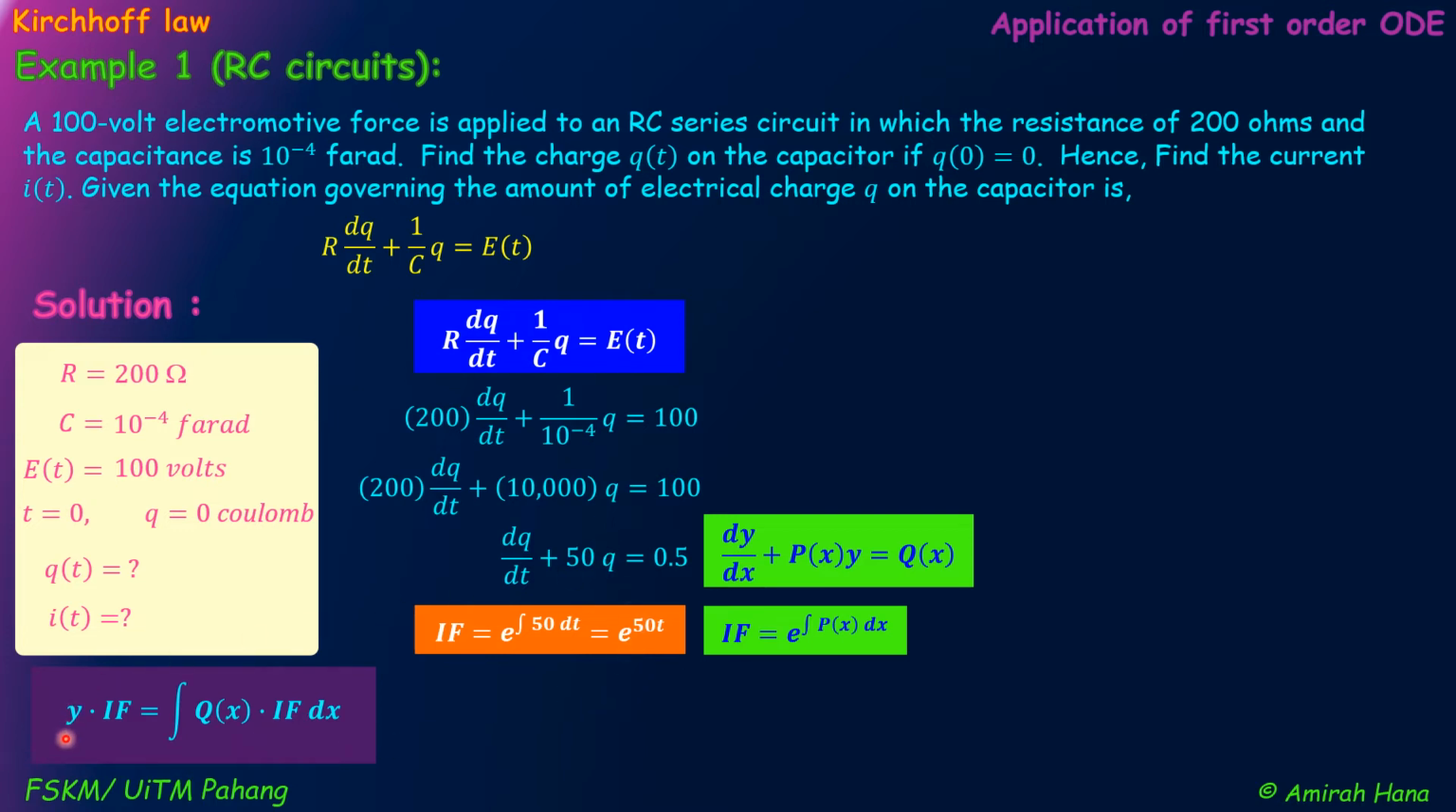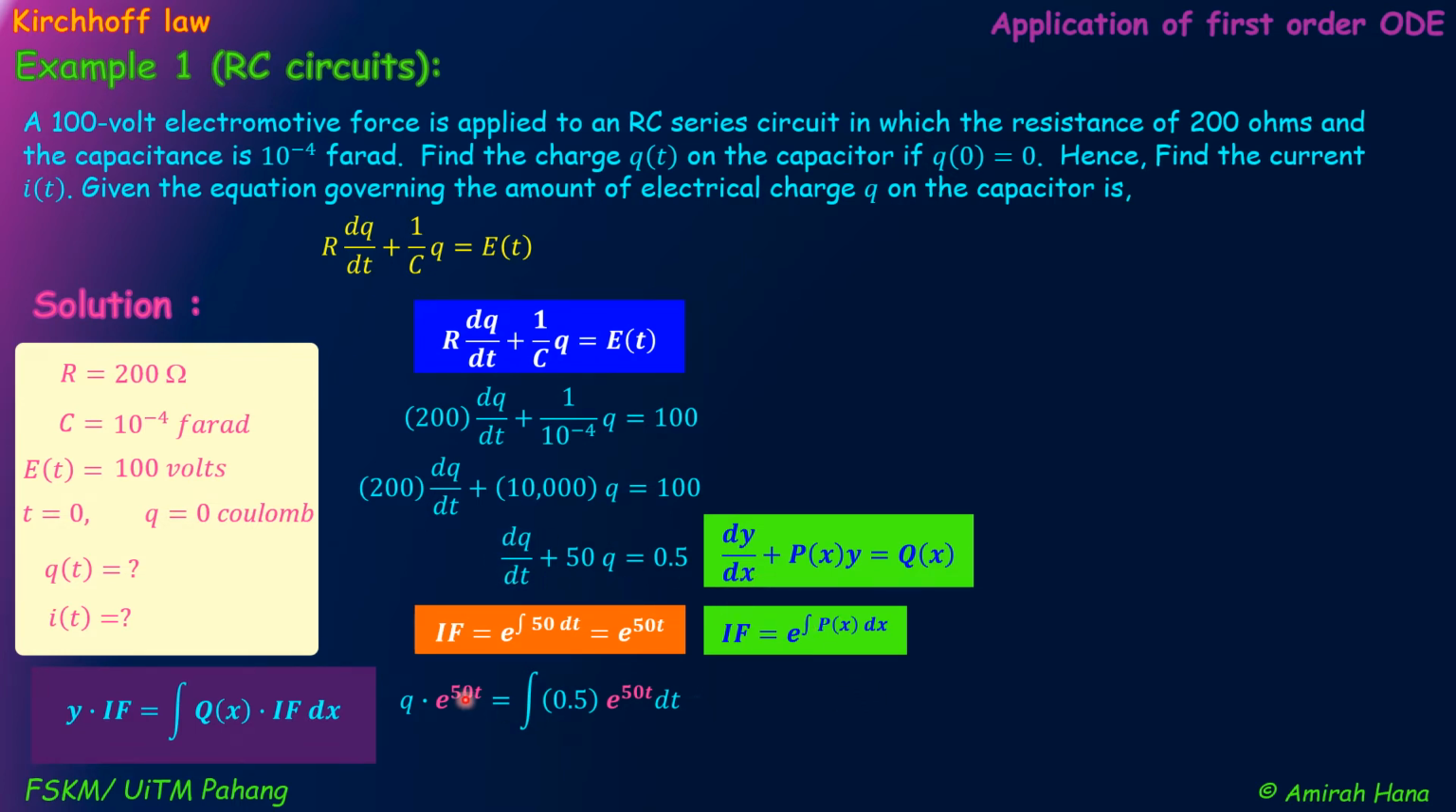In this case, variable y here is similar to variable q. So we can write q times the integrating factor, which equals e to the power of 50t, equals the integral of Q(x), which from here equals 0.5, times the integrating factor e to the power of 50t, and then dx, where dx is similar to dt from here.